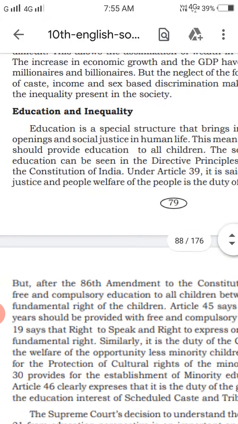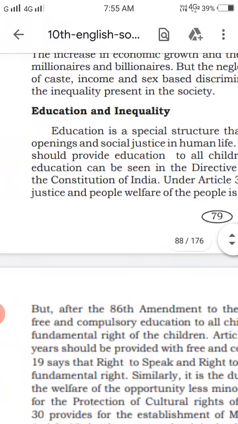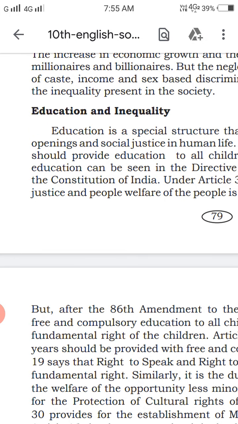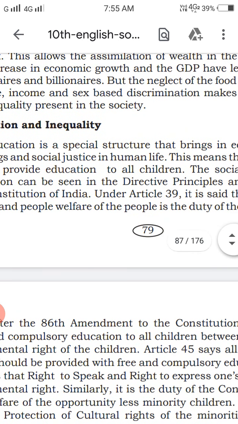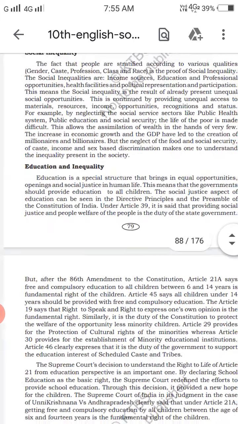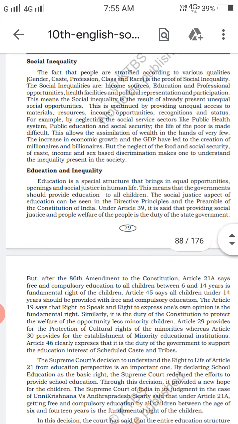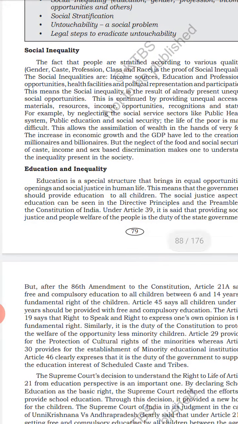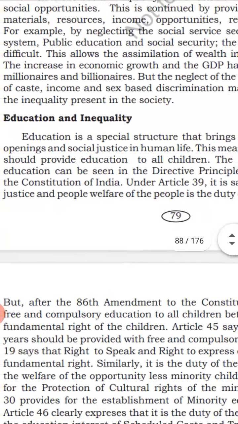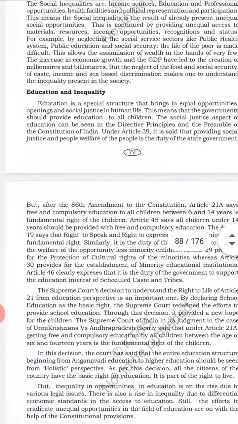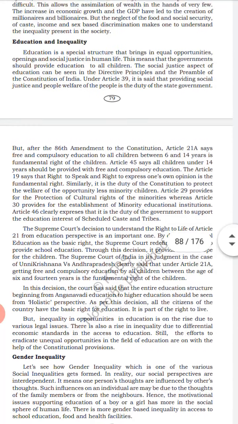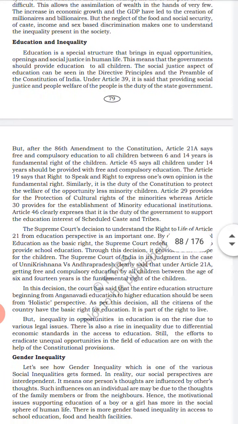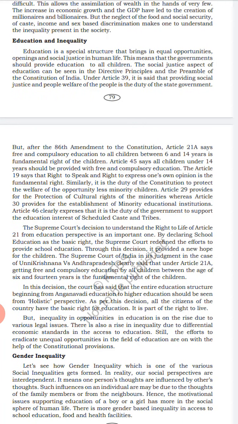So even the central government and also the state government have taken many measures to provide education to the common people. That's why recently they made an amendment that brings education as one of the rights to everyone. Every person who is an Indian citizen has the right to take education. But after the 86th amendment to the Constitution, Article 21A says free and compulsory education to all children between 6 and 14 years is a fundamental right of the children.